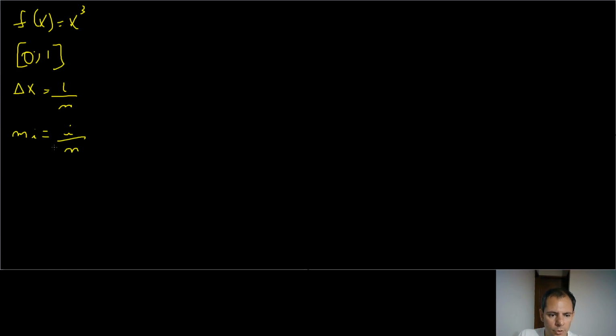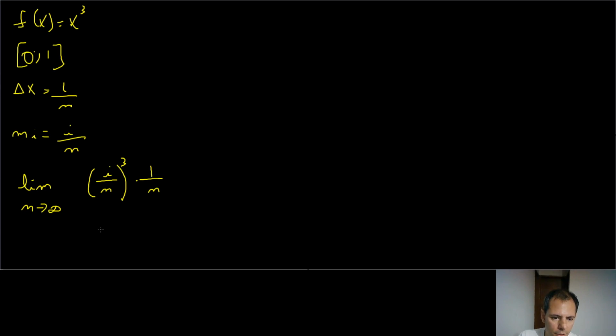So what do we have to do? We have to get the limit as n approaches infinity of mi cubed, since mi is the value of x for a certain i. So it's going to be i divided by n, cubed, times delta x. Delta x is 1 divided by n, as n approaches infinity.